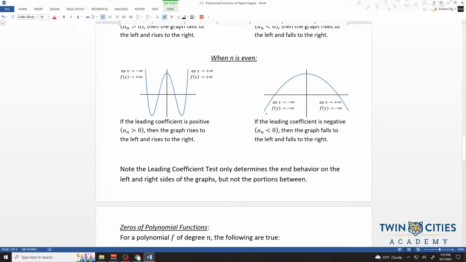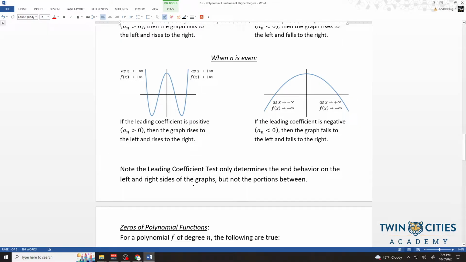If n is even and the leading coefficient is negative, then the graph falls to the left and the right. So this would be maybe negative 7x to the eighth. Okay, so n is 8, so even, but we've got a negative in front of it for a coefficient. So that means that the left side would fall, the right side would fall. As x approaches negative infinity, f of x approaches negative infinity. As x approaches positive infinity, f of x approaches negative infinity.